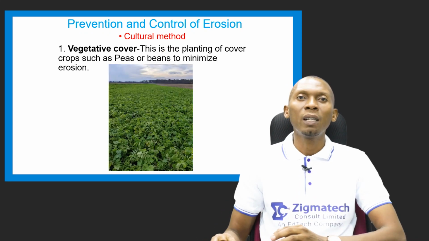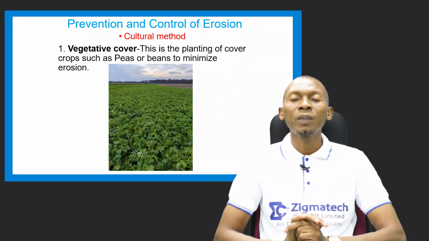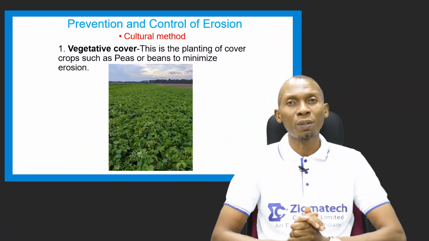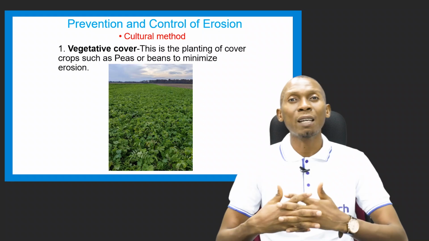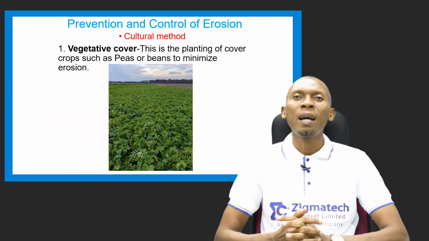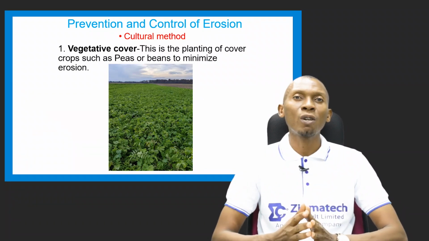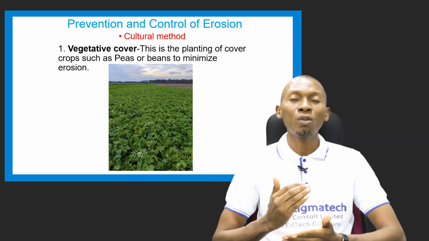Once you use these methods, we are talking about a cultural method of controlling or preventing erosion. Starting with vegetative cover, this has to do with the planting of cover crops. These cover crops include crops like peas or beans. And with the planting of these cover crops, erosion can be minimized.